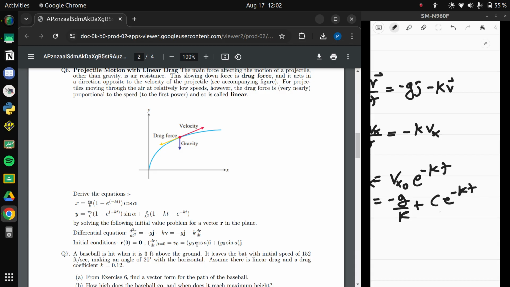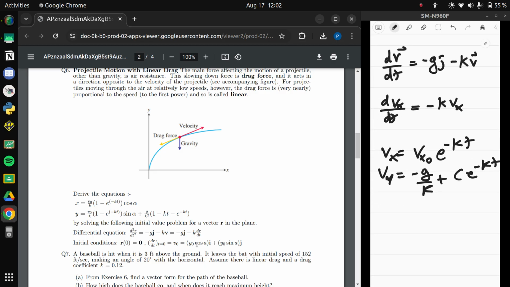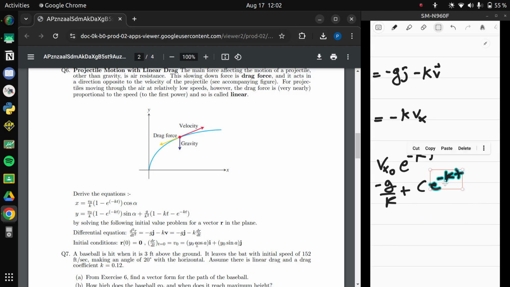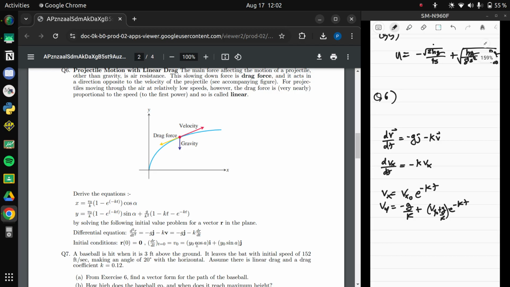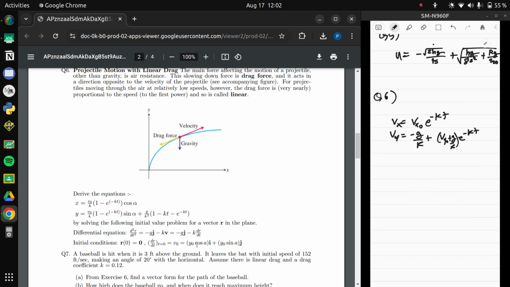What is this? So Vy0 will just be minus g by k plus c. So we have c equal to Vy0 plus g by k. And that does it. So you got these guys, the x and y components. So what do you want next?